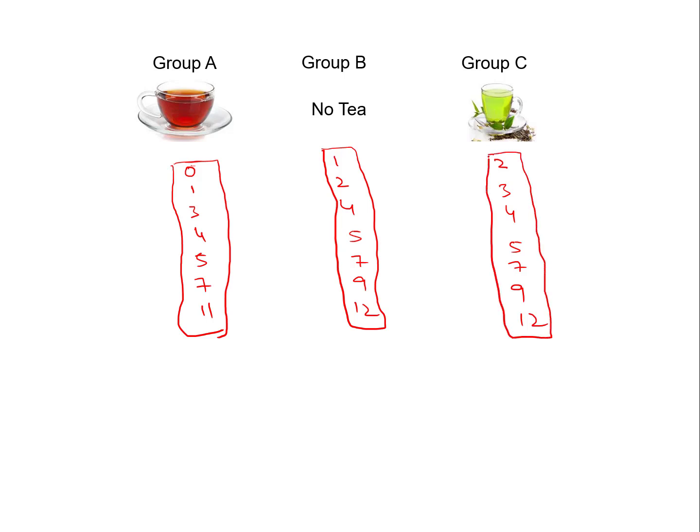Let's suppose this is the data which we have collected so far. The individuals consuming black tea lost weight: 1 kg, 3 kg, 4 kg, 5 kg, 7 kg. So from different individuals we collect this data. ANOVA now will look for two different types of variation.